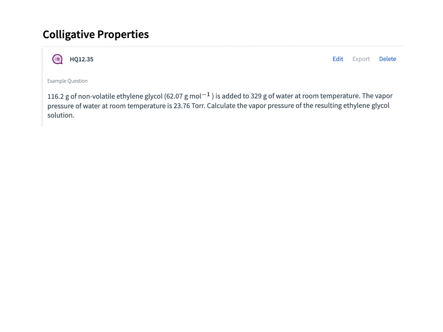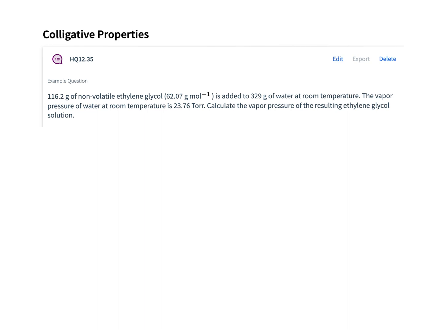For homework question 35 from module 12, we're given the following information. We've got 116.2 grams of non-volatile ethylene glycol, and we add that to 329 grams of water at room temperature. They're going to tell you that the vapor pressure of water at room temperature is 23.76 torr, and they ask us to calculate the vapor pressure of the resulting ethylene glycol solution. And for this, we need Raoult's law.